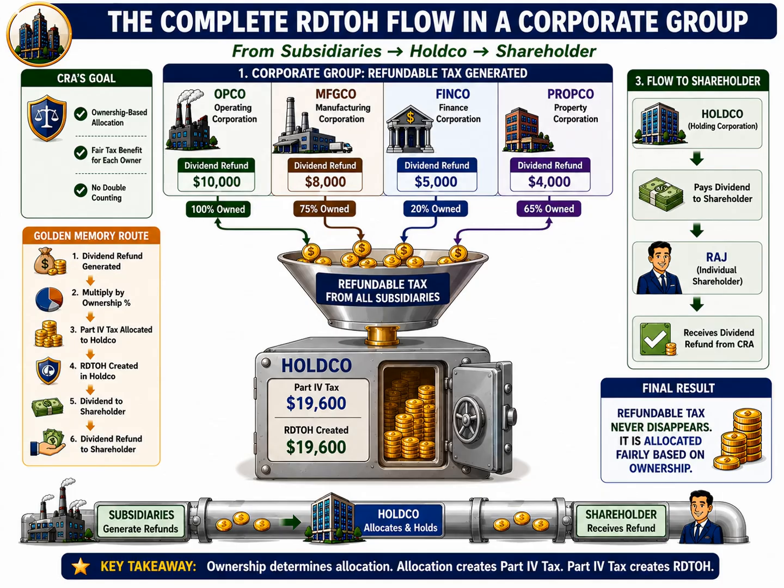Dividend refunds are generated. Ownership percentages are applied. Part 4 tax is allocated. RDTOH is created in Holdco. Dividends are paid to shareholders. And refundable taxes are ultimately recovered. If you remember that sequence, you understand the complete flow of refundable tax within a corporate group. And that is the central concept behind RDTOH calculations involving multiple connected corporations. Ownership determines allocation. Allocation creates Part 4 tax. Part 4 tax creates RDTOH. And RDTOH eventually produces a dividend refund when profits reach the shareholder level.